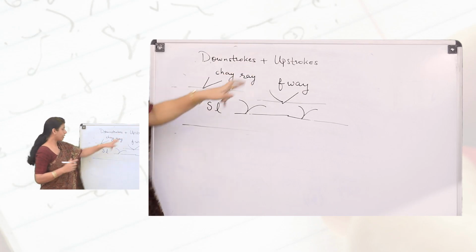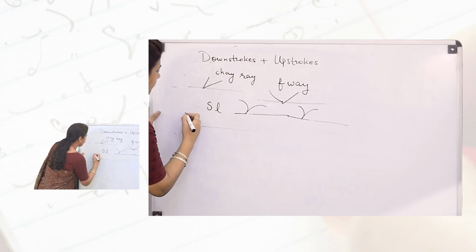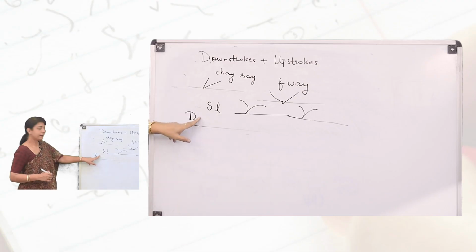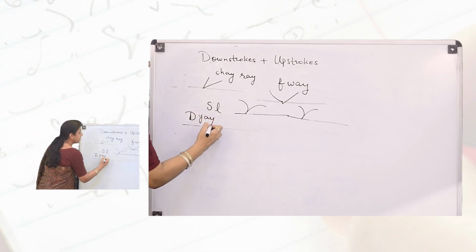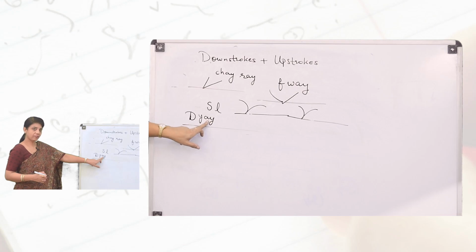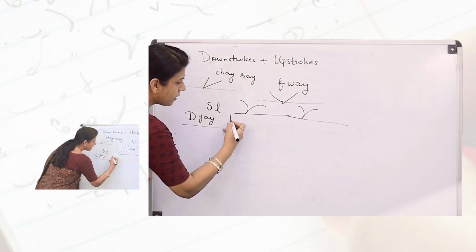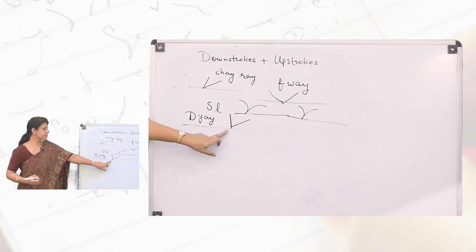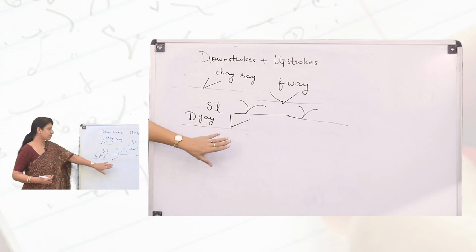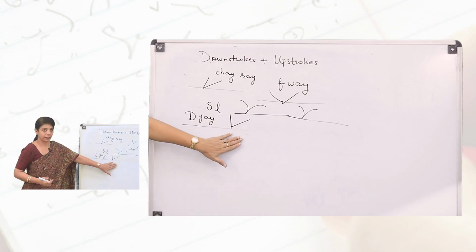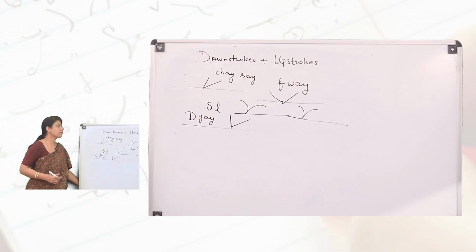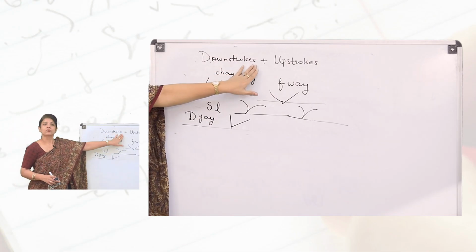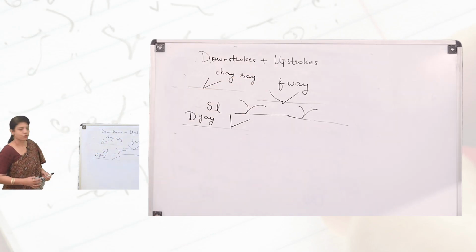Now downstroke. Downstroke is D. And next is Ye. Downstroke plus upstroke. So D will be on the line, and wherever D ends, Ye begins. So this is a joining of D and Ye. So these are the examples of joinings at second place with the combination of downstroke followed by an upstroke.